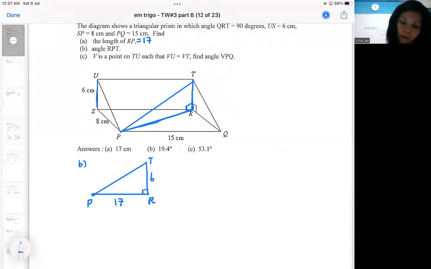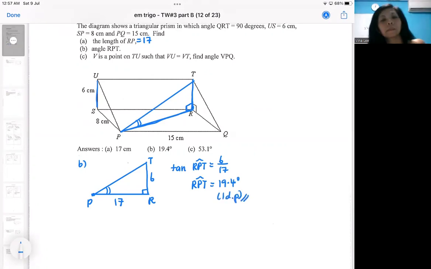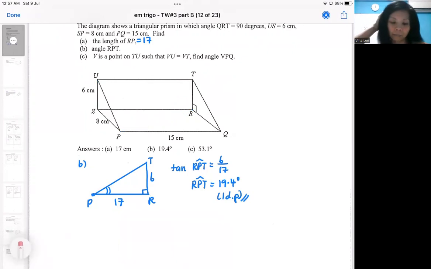So I'm interested in RPT, this angle. So that will just be a simple situation where you do a tangent. I'm sure you know how to punch your calculator. So always leave it in 1 dp. Okay, so I'm going to erase everything again one more time so that I can facilitate each of the parts.